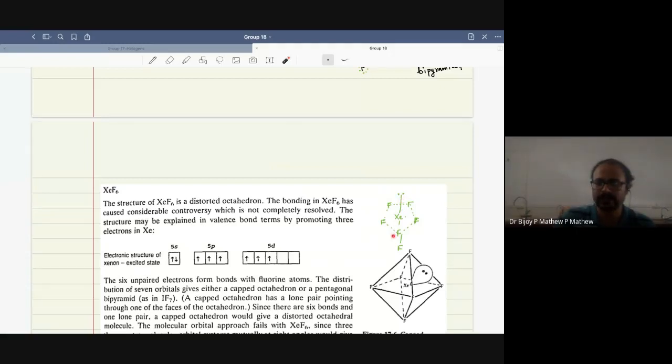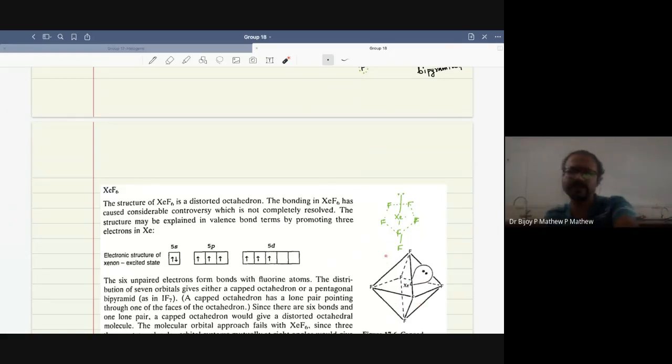Though VSEPR predicts it to be pentagonal bipyramidal, there are two possibilities. Either it can be a pentagonal bipyramidal like this, or it can be distorted into a capped octahedron, which is also written as distorted octahedron. The more appropriate one is the capped octahedron. So there are two possible structures.